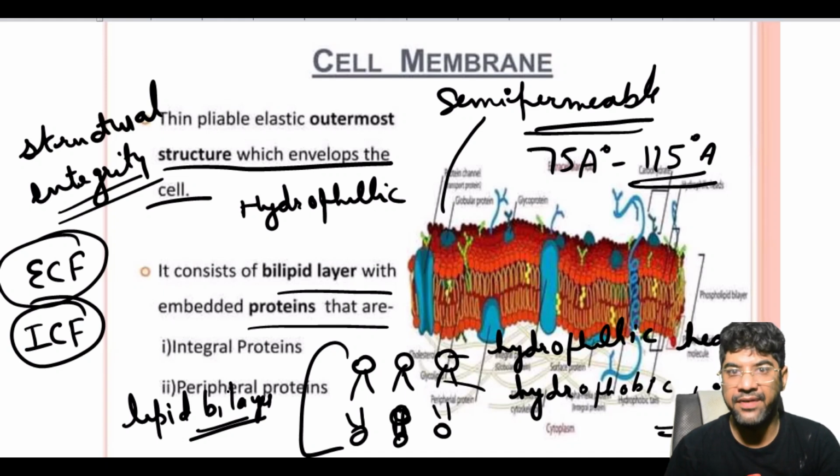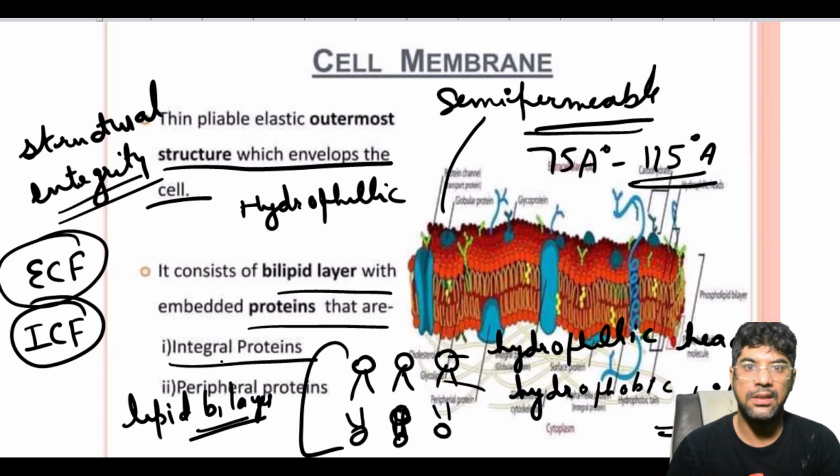The hydrophilic head faces towards the external cellular fluid, and the hydrophobic tails face inwards, creating a hydrophobic core. The cell membrane contains various proteins that serve different roles, like integral proteins. The integral proteins span the entire membrane and are involved in transport, acting as channels or carriers for molecules.